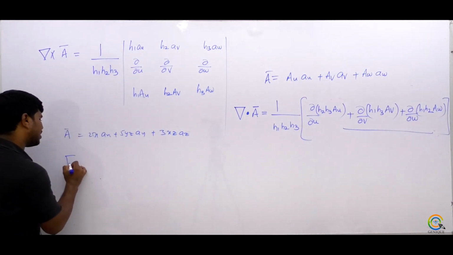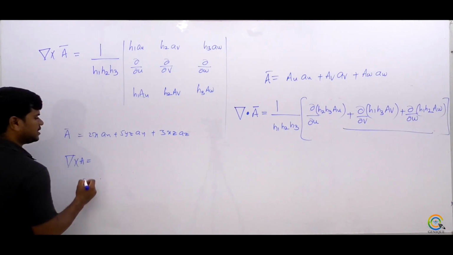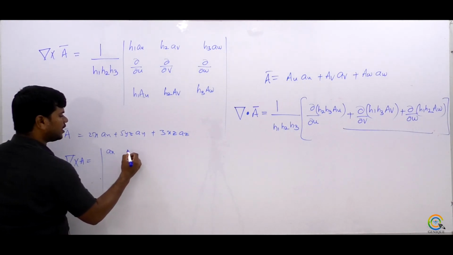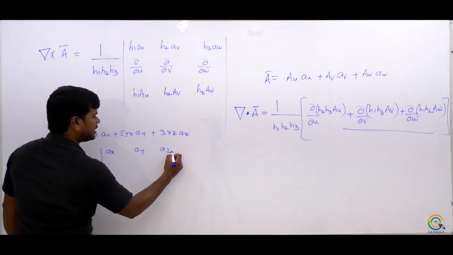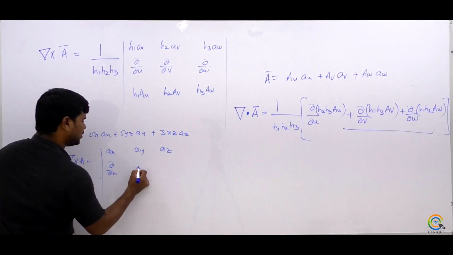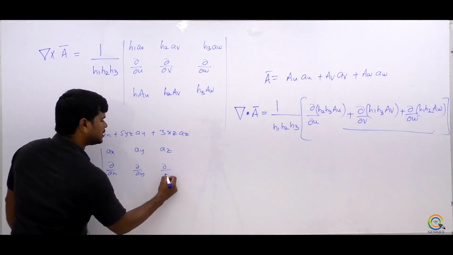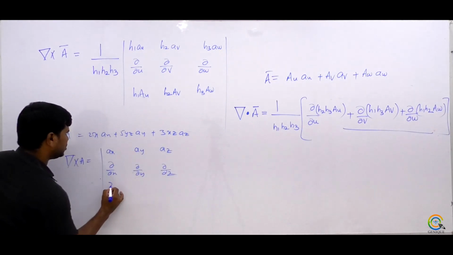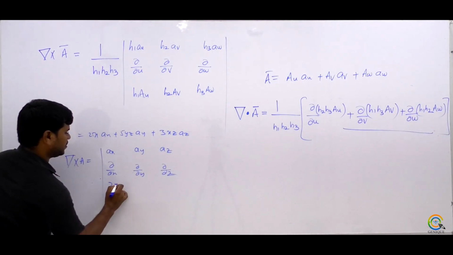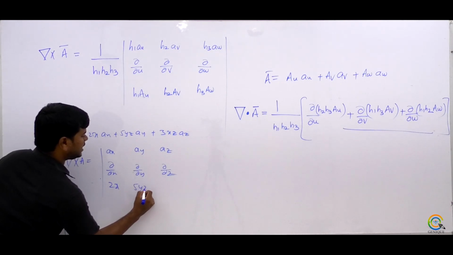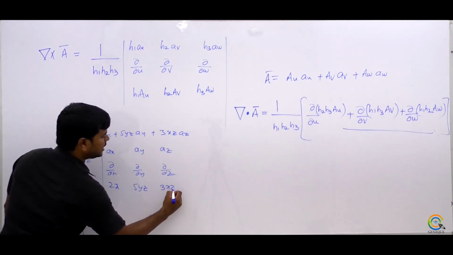So how can you find the del cross A? Del cross A can be calculated by writing AX, AY and AZ, del by del X, del by del Y and del by del Z. You have to write this 2x, 5YZ, and here 3XZ, right?